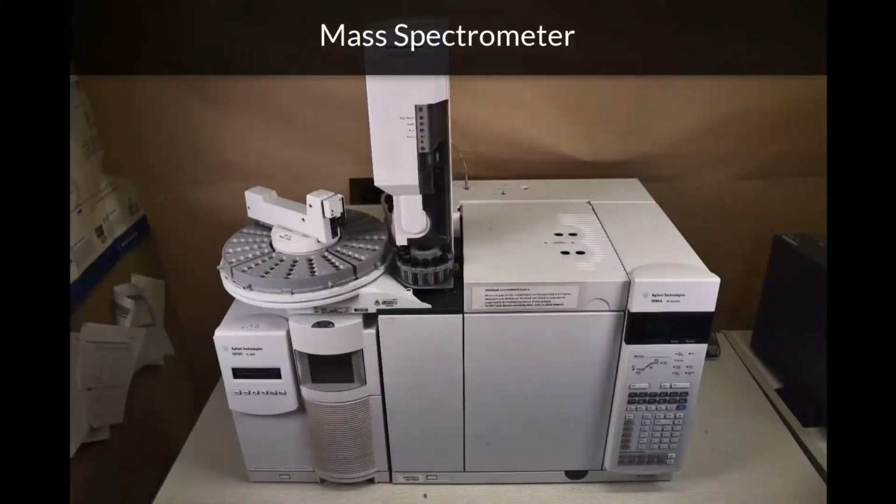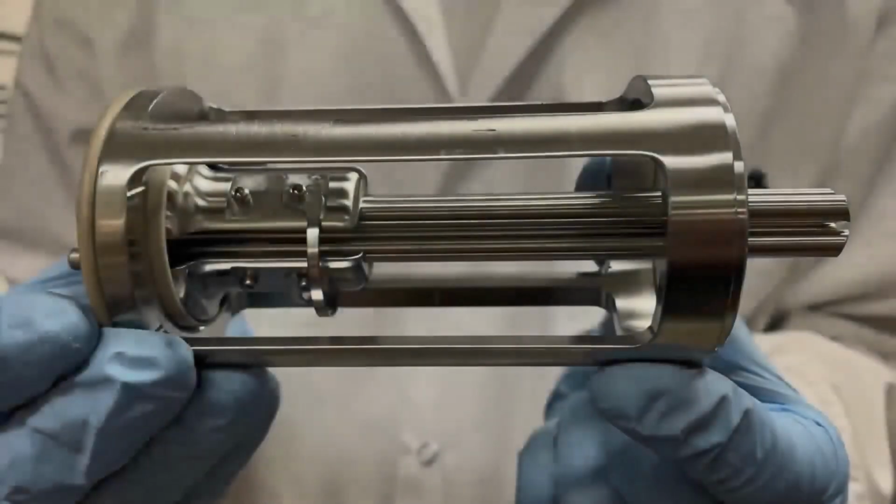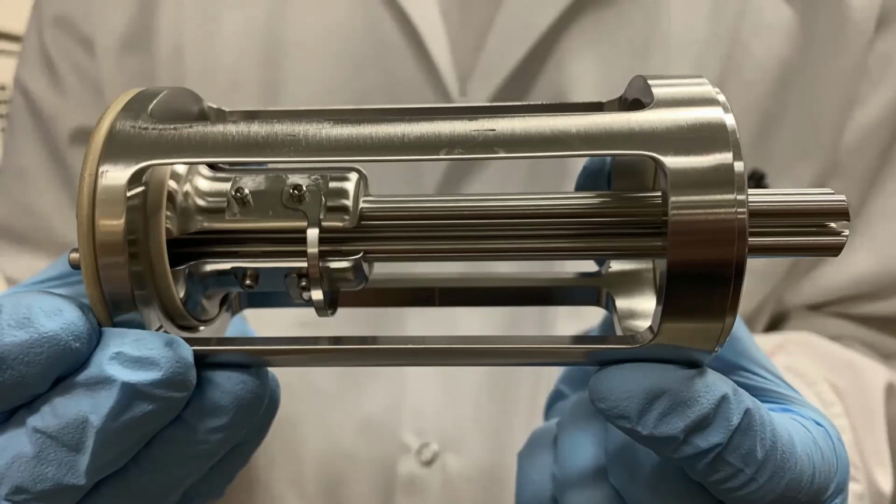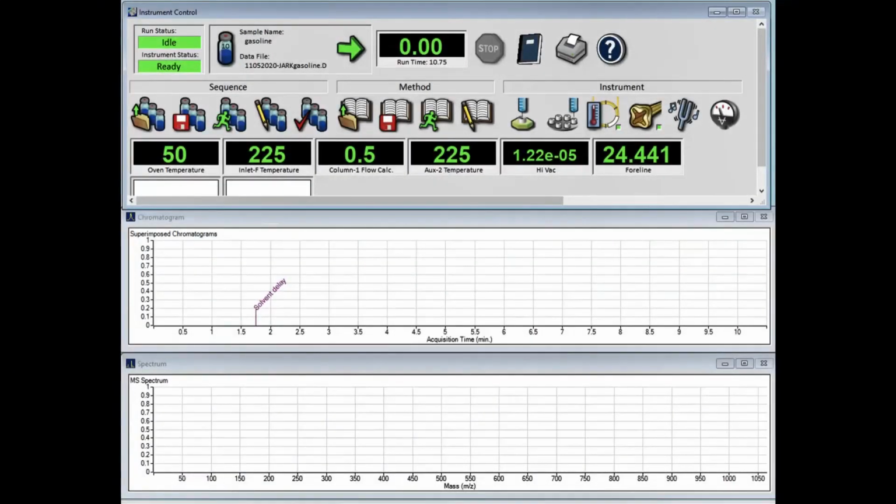This instrument uses a mass spectrometer as a detector. The mass analyzer is a quadrupole. It consists of 4 rods that have alternating voltages applied to them. Only selected mass-to-charge values will have a stable path through the rods and then are counted based on their relative abundance. Here is an example of what the software looks like.